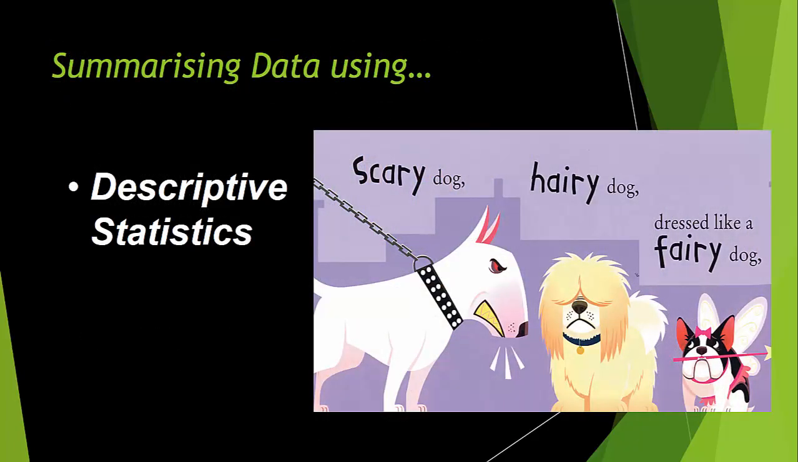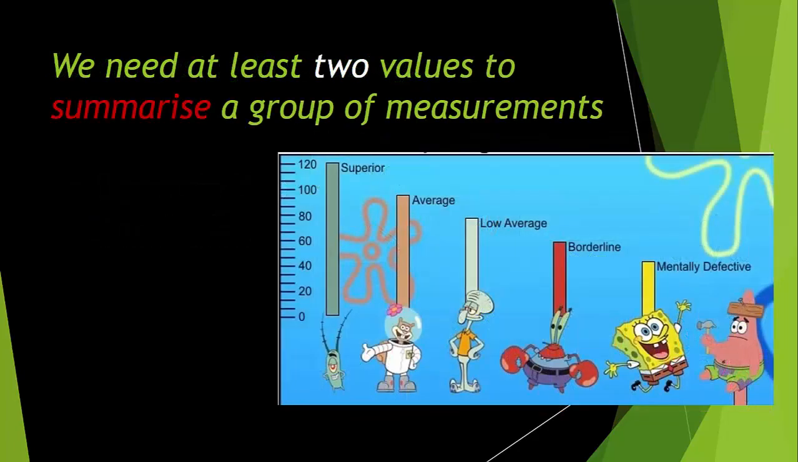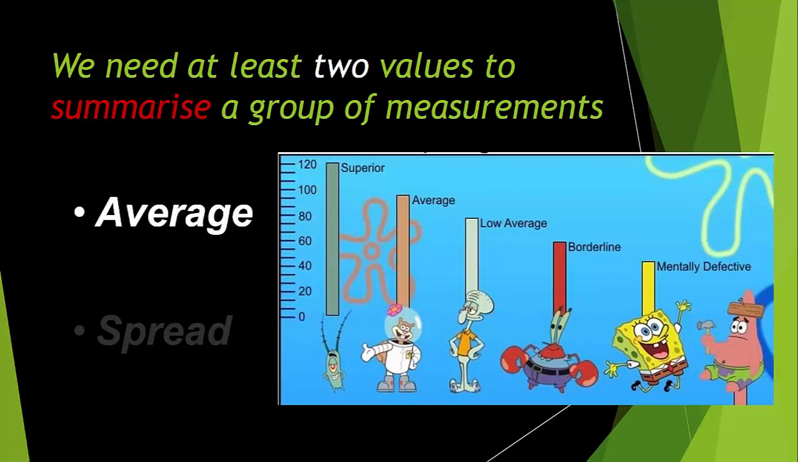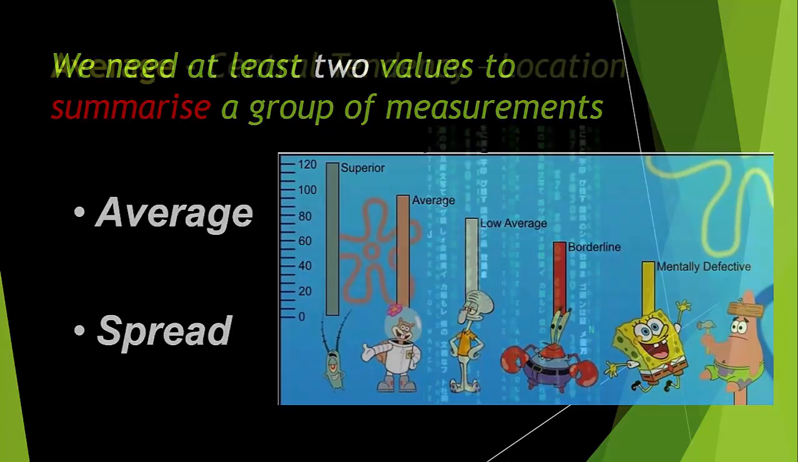Okay, so let's focus on descriptive statistics. You see, for any group of measurements, for example looking at height, IQ, blood pressure, you name it, we're going to need at least two values in order to realistically summarize this group of measurements. We're going to need a number that represents the average and a number that represents the spread. So let's take them in turn one at a time.